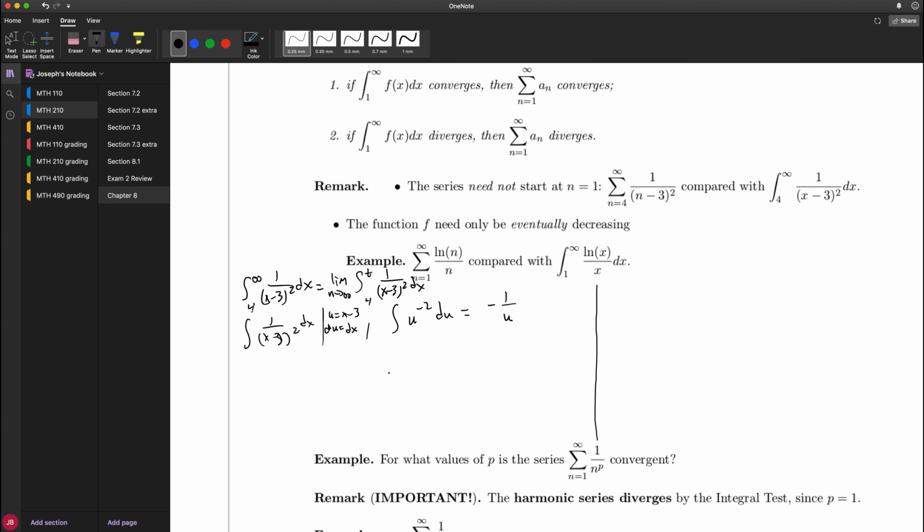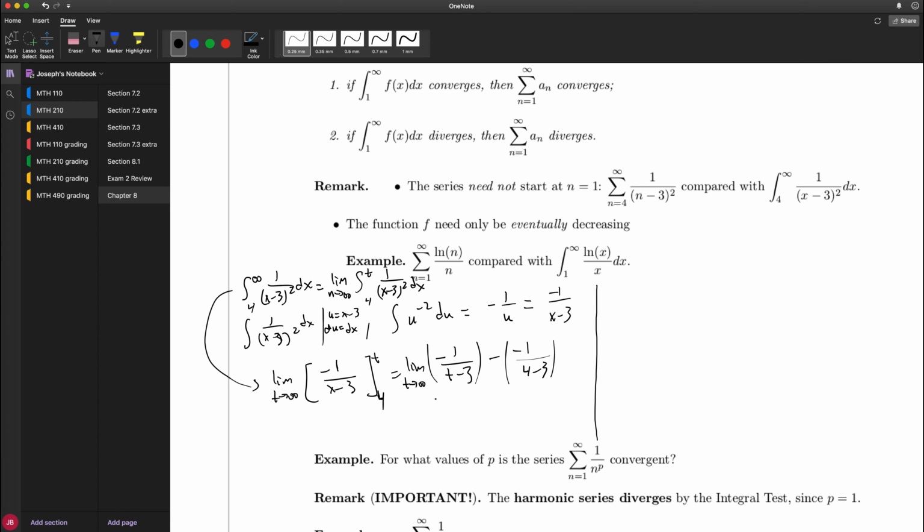And so then this integral here is the limit as t goes to infinity. Now if u is x minus 3, that's minus 1 over x minus 3. So I get minus 1 over x minus 3 from 4 to t.